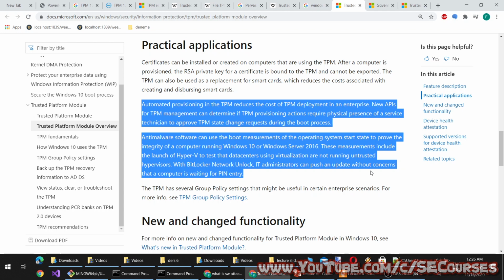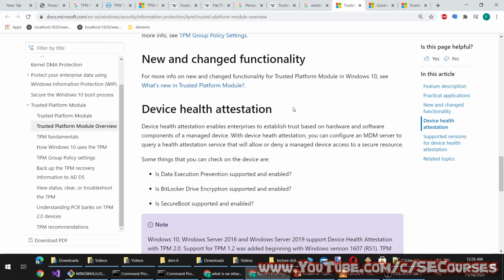Anti-malware software can use the boot measurements of the operating system start state to prove the integrity of a computer running Windows 10 or Windows Server 2016. These measurements include the launch of Hyper-V to test that datacenters using virtualization are not running untrusted hypervisors. With BitLocker Network Unlock, IT administrators can push an update without concerns that a computer is waiting for PIN entry.